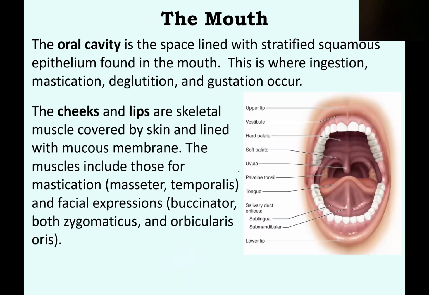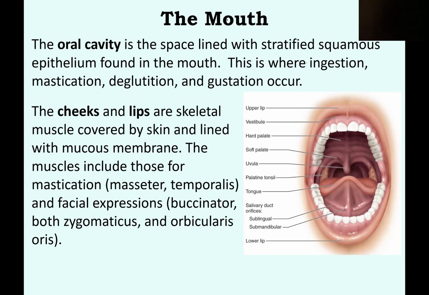Okay, so components of the mouth. The oral cavity is the space within the mouth. It's lined with a mucous membrane that has stratified squamous epithelium. This is continuous with the lining of the pharynx, the nose, and the esophagus. This is where ingestion, mastication, deglutition, and gustation occur. So those are functions. The cheeks and the lips are skeletal muscle covered by skin and lined with the mucous membrane.